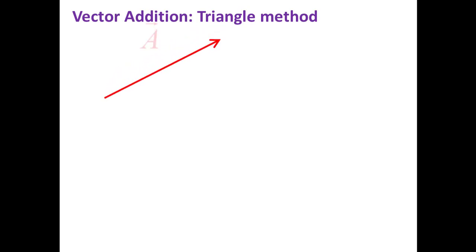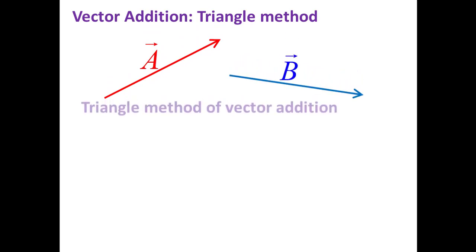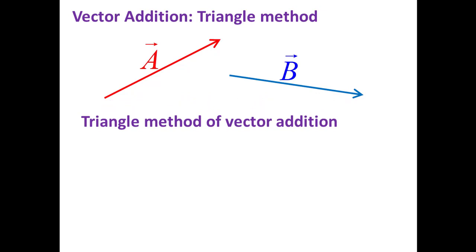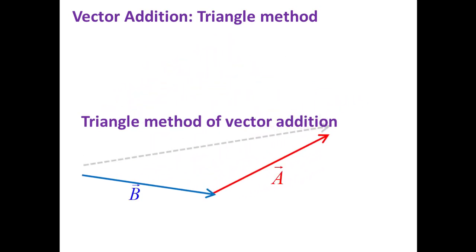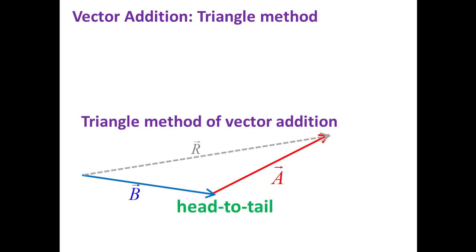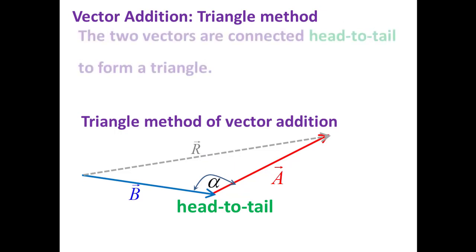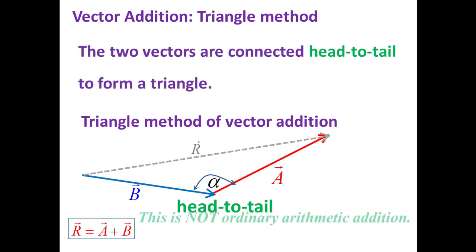Let this be vector A, and this be vector B. Using the triangle method of vector addition, we can join these two vectors to form a triangle, as you can see here. R is the resultant of the two vectors, and vectors B and A are joined head to tail to form a triangle. This is an angle alpha between the head and the tail of the other vector, and the two vectors are connected head to tail to form a triangle.